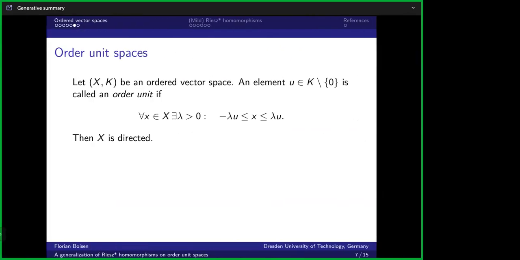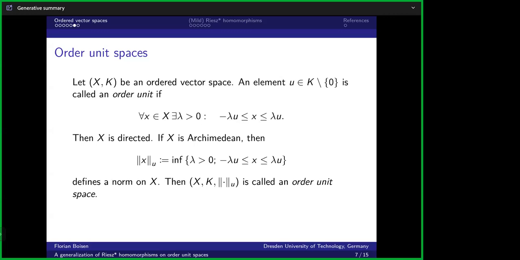Now I want to give you one more example class. These are the order unit spaces. An order unit is simply a non-zero element in your cone such that every element in your ordered vector space can be caught by some multiple of this order unit, meaning that your element x is contained between minus lambda times the order unit and lambda times the order unit for some positive scalar lambda. And it turns out, if you have an order unit, then your space is automatically directed.